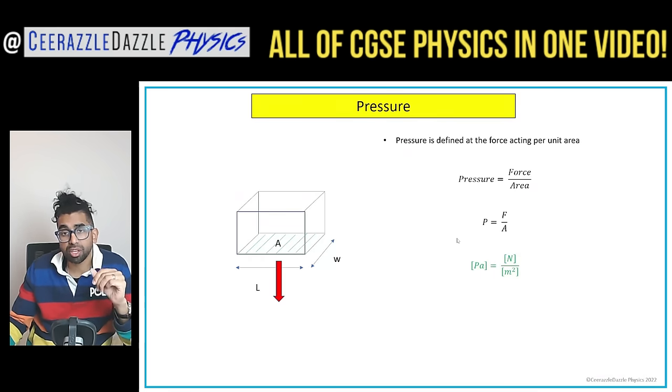Pressure. Pressure is simply the force acting per unit area. P is equal to F divided by A, and that's the area in contact with the table. Let's say we have this box, the area in contact with the table, and the force pulling down over here, that's my arrow. In terms of the units, the force is in newtons, the area is in meters squared, and the pressure will be measured in pascal. But don't forget, 1 pascal is the same as 1 newton per meter squared.